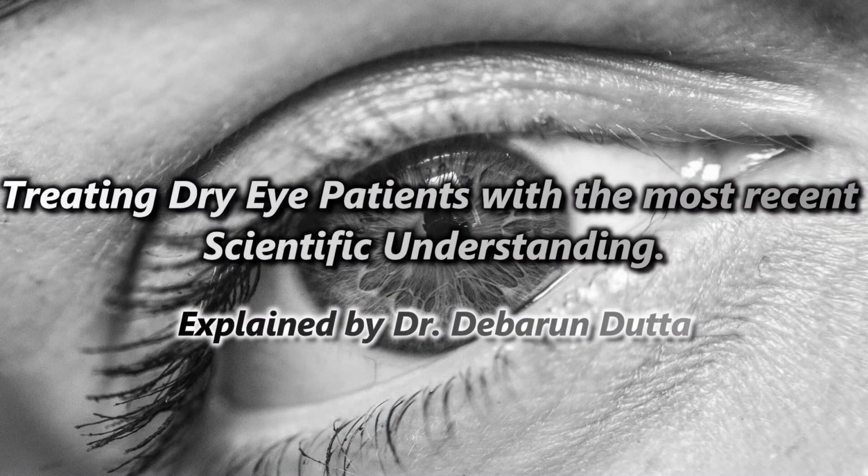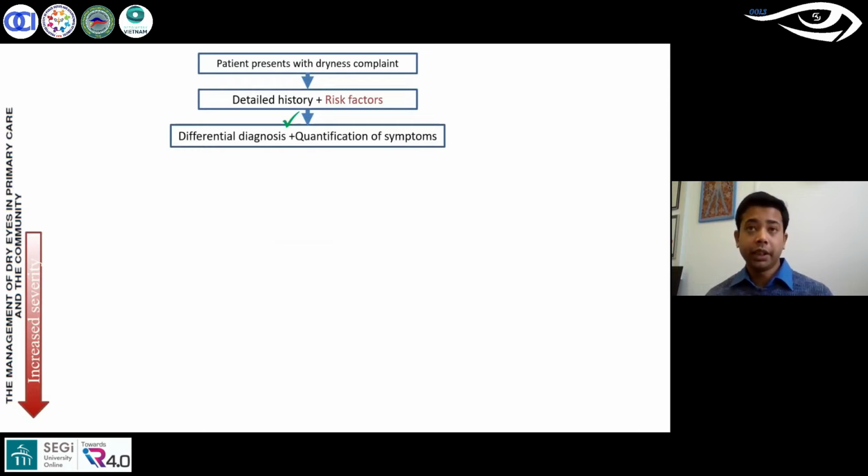At first, we have patients present with a dryness complaint. Then what you should do is take a detailed history and look at the risk factors, and look at whether anything is modifiable. That's the first thing we should do.